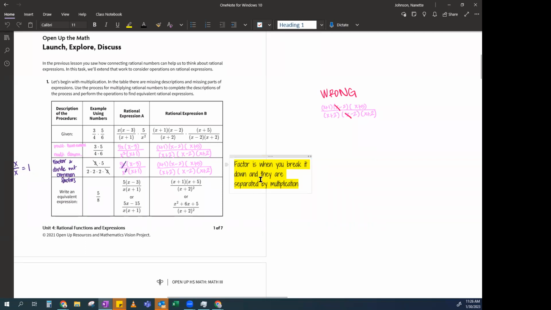A factor is when you break it down, it is a polynomial. When you break it down and they are separated by multiplication. This X on this side is being multiplied. This X on this side is being subtracted. So I'm telling you this because as an experienced teacher, this is where my students go down the wrong path. Miss Johnson, but I saw it. It also said wrong across the top here.